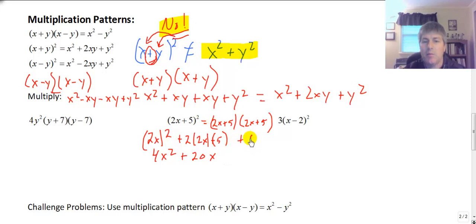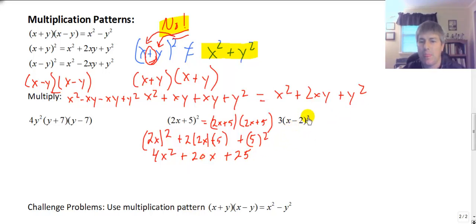And then plus 5 squared, or plus 25. So when we multiply all this out, it's 4x squared plus 20x plus 25. If you just put 4x squared and you just put 25, you leave out that linear term. We don't want to do that.